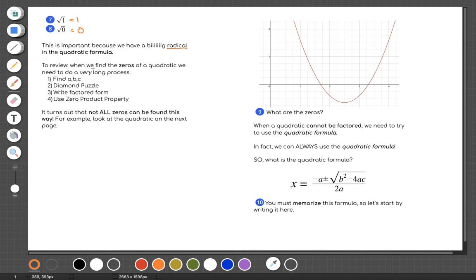So to review, when we find the zeros of a quadratic, we need to do a very long process. This is what we've been working on all semester: finding A, B, and C using our diamond puzzle, writing the factored form, then using the zero product property. Those 4 steps, basically, are what we've been working on up to now. But it turns out that this doesn't always work. Not all zeros can be found this way.